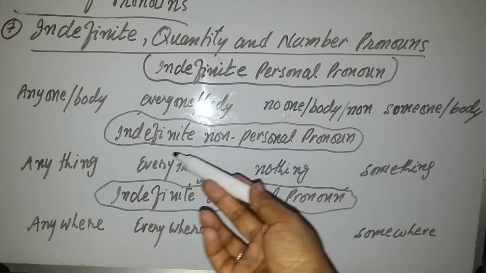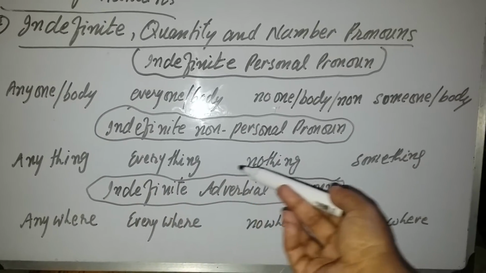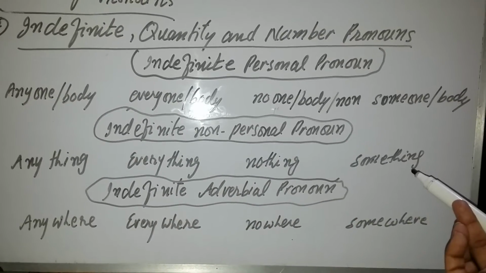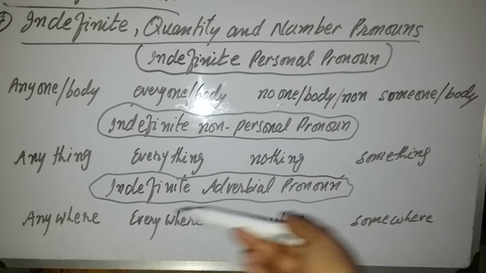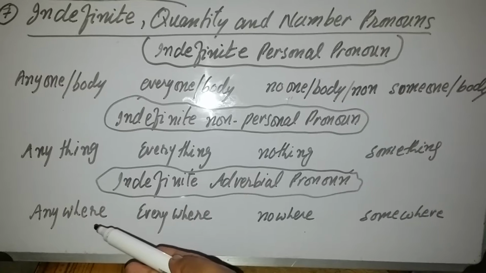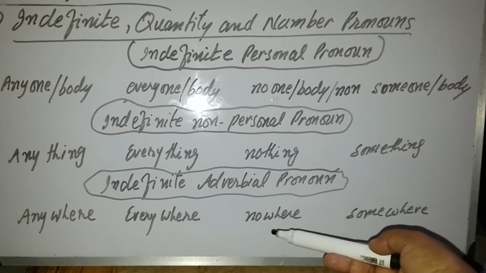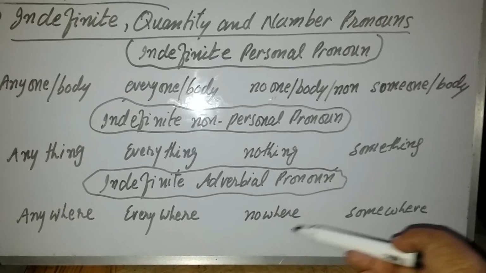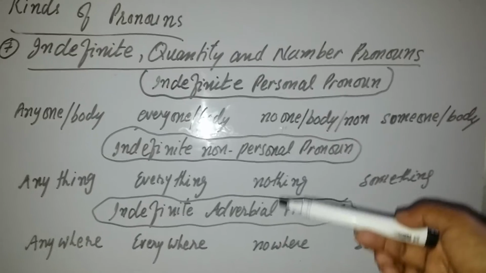Similarly, in this category, is there anything in your bag? Is there everything in your bag? There is nothing in my bag. There is something in my bag. Indefinite adverbial pronouns. You can see him anywhere. You can see him everywhere. He cannot be seen. He is nowhere. He can be seen somewhere. So in this way these pronouns are used.